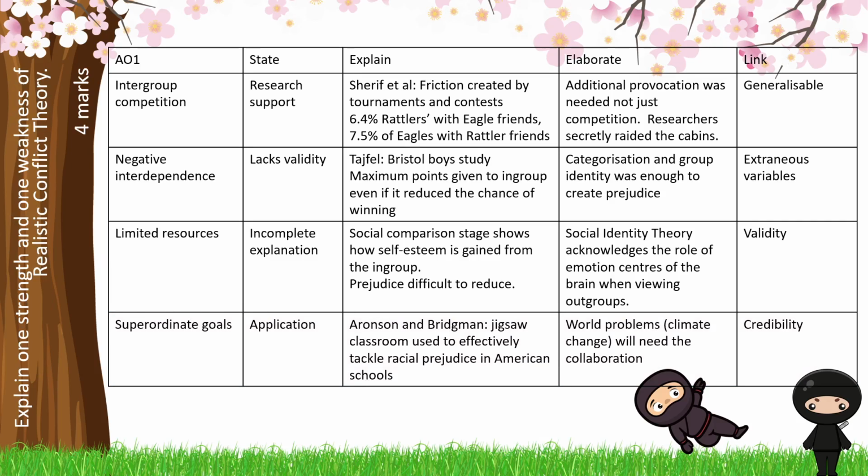Okay, so slightly different question now. We've got explain one strength and one weakness of realistic conflict theory. We're still using all the same information, but this time we're just going to be focusing on that state and explain. What we need to do from our state is ensure that we're justifying this explanation or this strength. So we're saying that this has research support, which enables generalizability, or this has research support, which is ensuring that it is externally valid, and then we're giving that research support with our findings to show our knowledge.